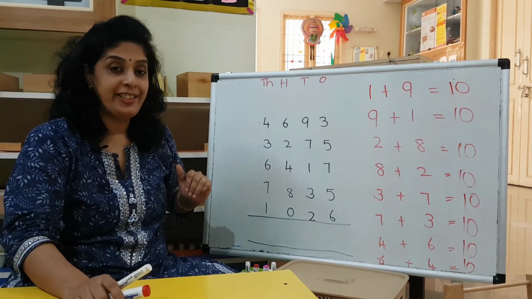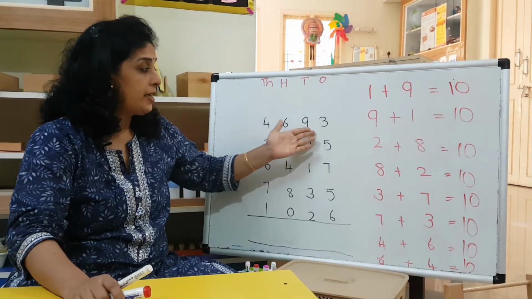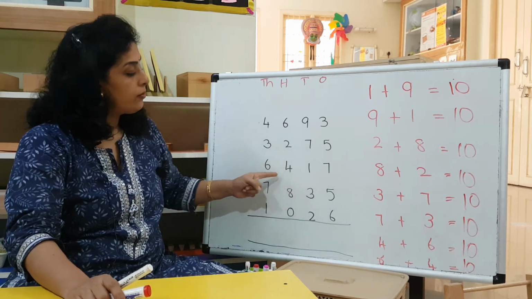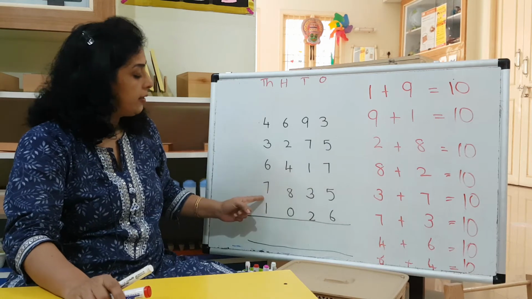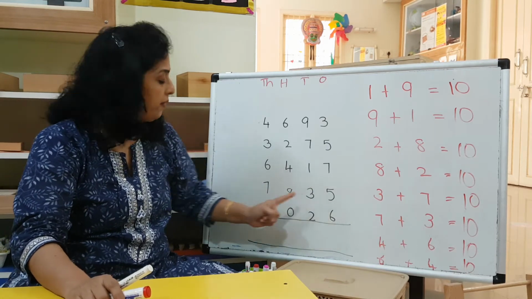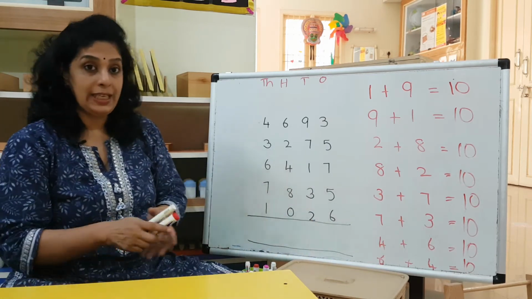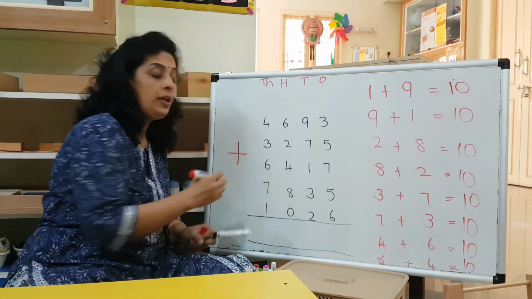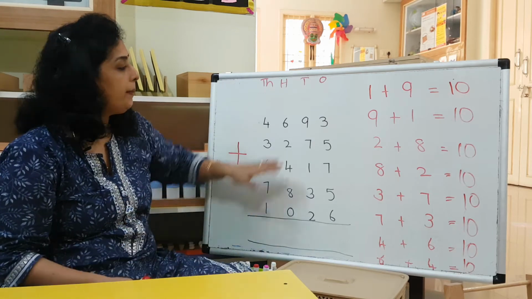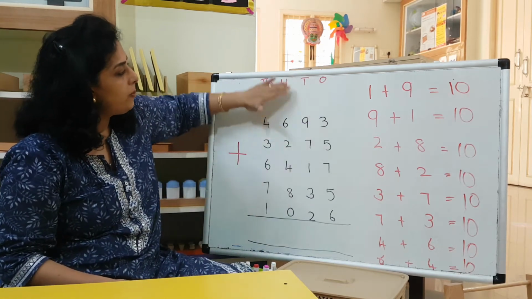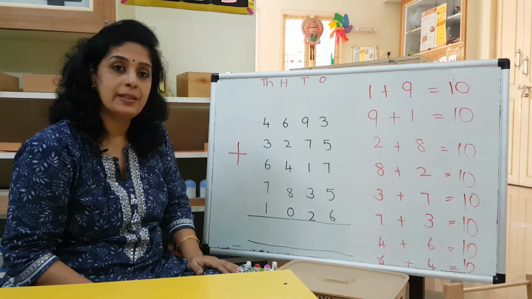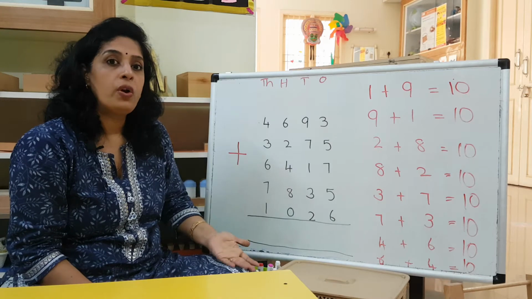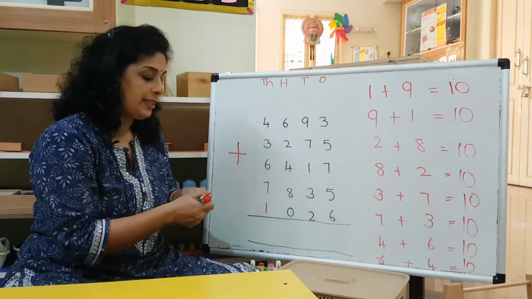So this is your next sum. You have 4,693, 3,275, 6,417, 7,835 and 1,026. We are going to add it. So you have to put the plus symbol. Okay. This is your ones place, tens place, hundreds place and thousands place. Great. Okay. Let's start from the ones place. Look out for combinations of 10. Let's get started.